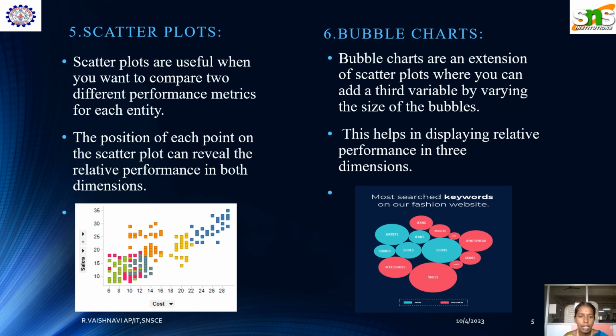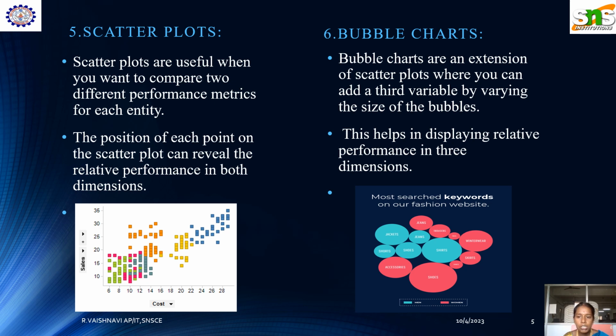Next chart is the scatter plot. Scatter plots are useful when you want to compare two different performance metrics for each entity. The position of each point on the scatter plot can reveal the relative performances in both dimensions. Here we have the example, and in the x-axis they represent the cost, and the y-axis they represent the sales.